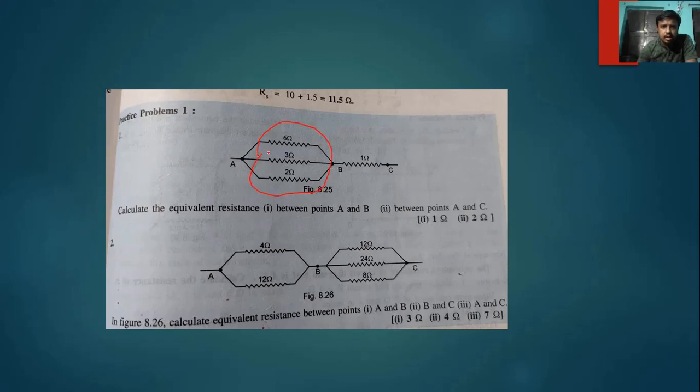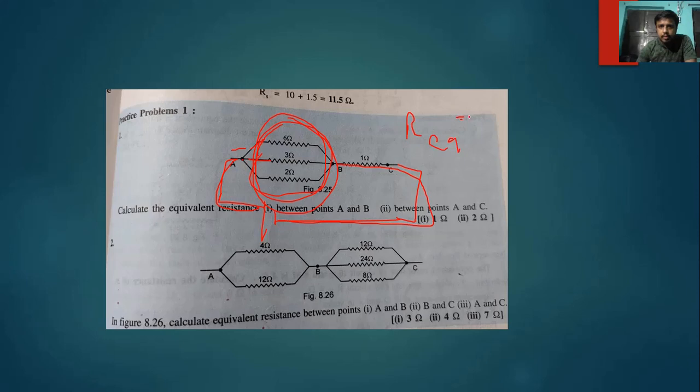Here you can see that these three are in parallel, as one side of each is connected to the same terminal. If you consider this positive and this negative, then all sides are connected to the same positive and the same negative. So these three are parallel to each other, and we have to find the R equivalent.